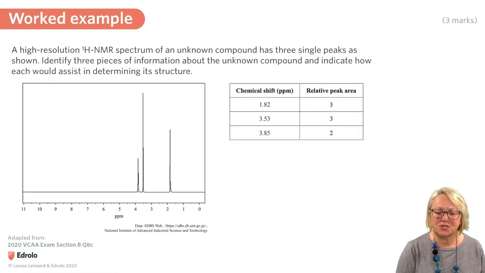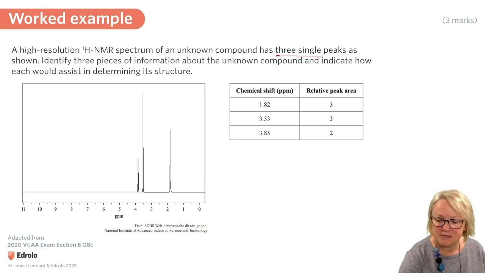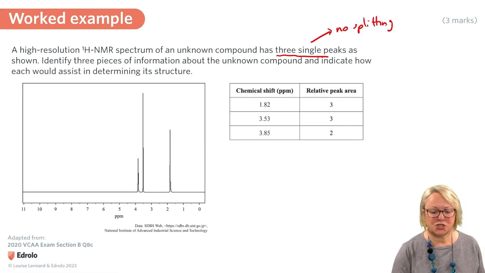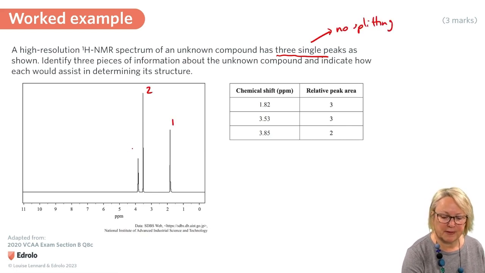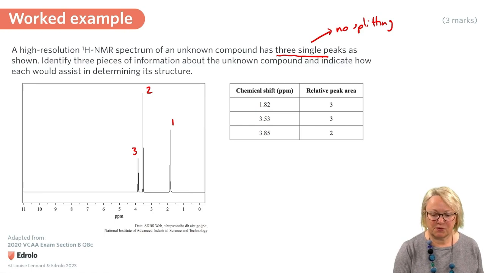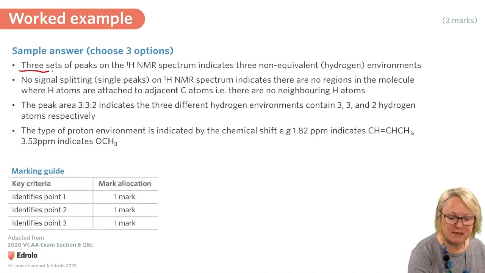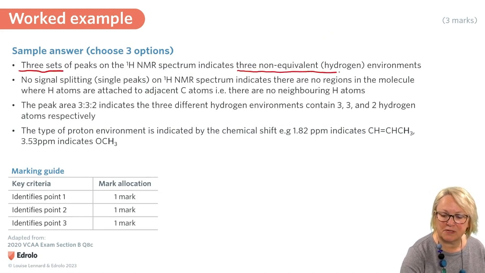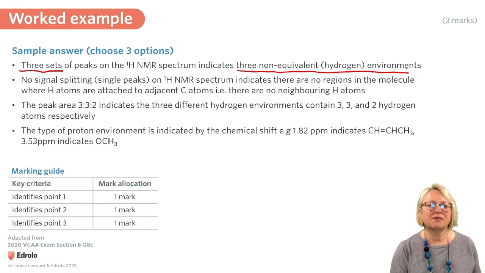Okay, a high-resolution proton NMR spectrum of an unknown compound has 3 single peaks, so no splitting, as shown. So this is peak 1, peak 2, peak 3. Identify 3 pieces of information about the unknown compound and indicate how each would assist in determining its structure. So we don't have a peak for TMS, so we know that we have 3 sets of peaks, which indicates 3 non-equivalent hydrogen environments. Now, there are 4 options here. All we need to get the marks are 3 of these 4 dot points.